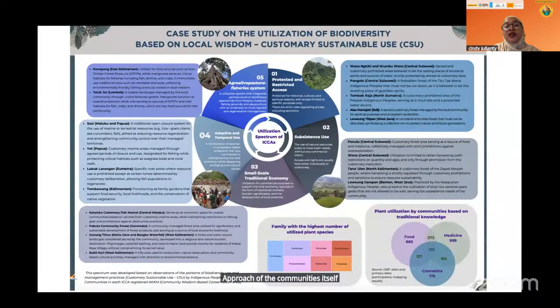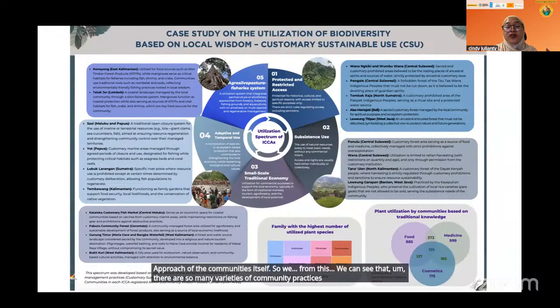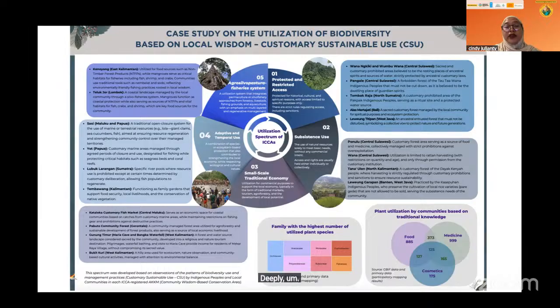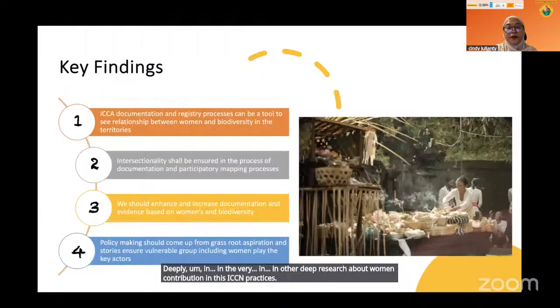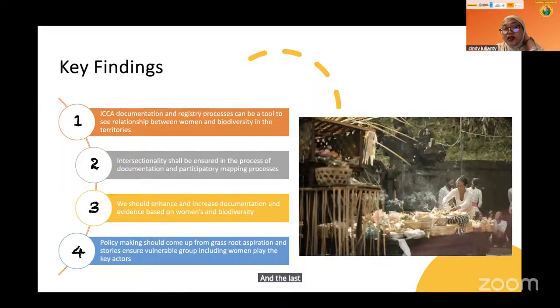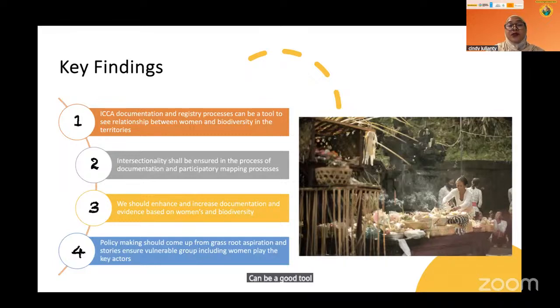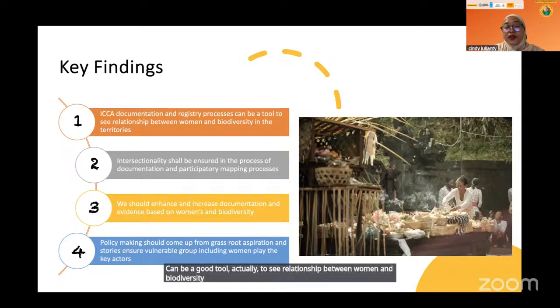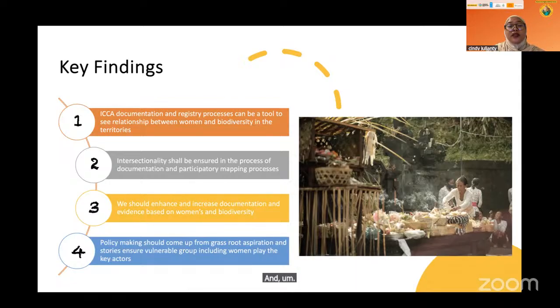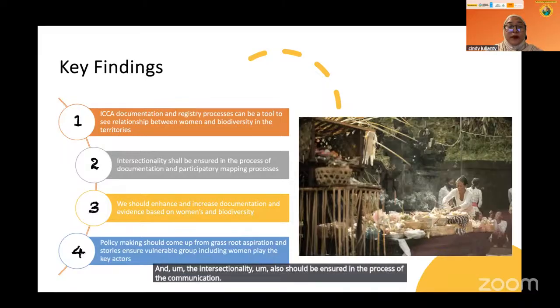So from this we can see that there are many varieties of community practices, but on the other side, we are also looking deeply in other research about women's contribution in these practices. And the last is, I think, from these processes, we find that documentation and registration processes can be a good tool to see the relationship between women and biodiversity in territories. And intersectionality should also be ensured in the process of documentation and participatory mapping.